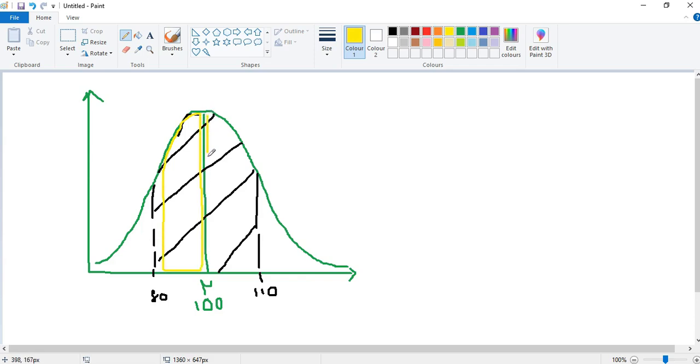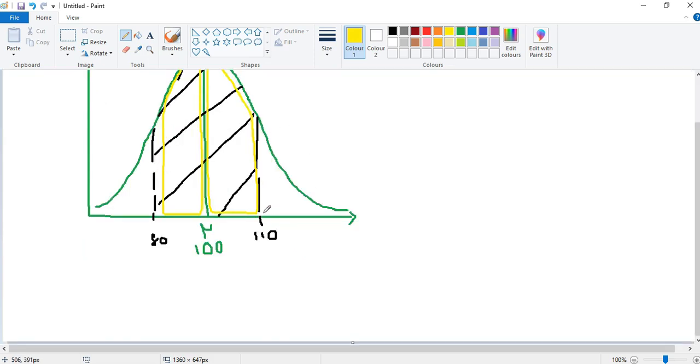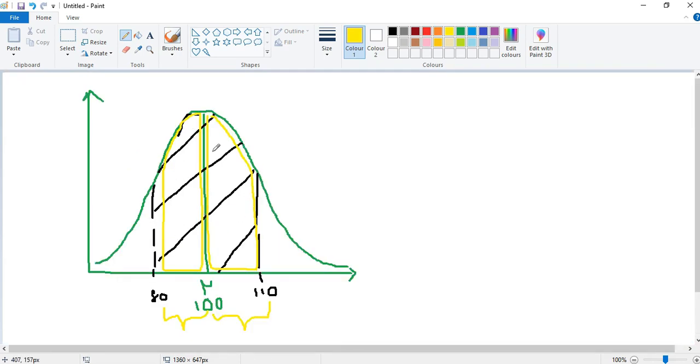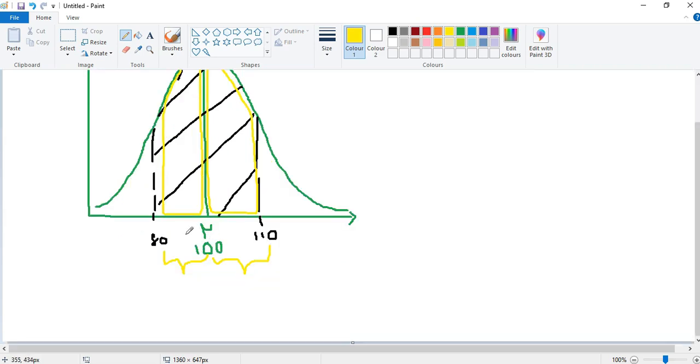and this part separately. To do so, we need the Z value between 80 to 100 and 100 to 110 because they are calculated separately. You cannot calculate them together ever at all. If it is below the mean and above the mean, then it must be calculated separately.